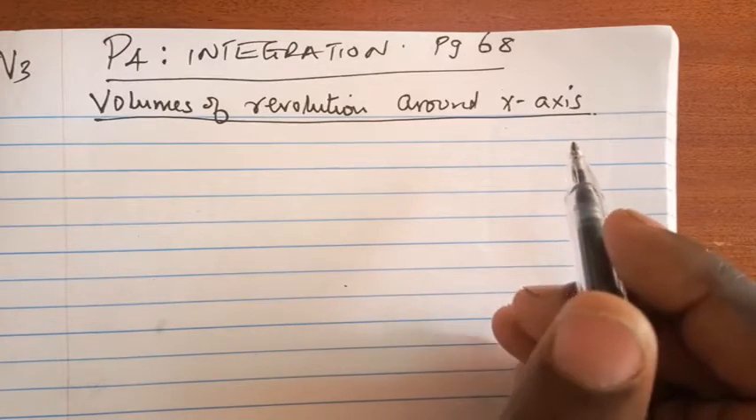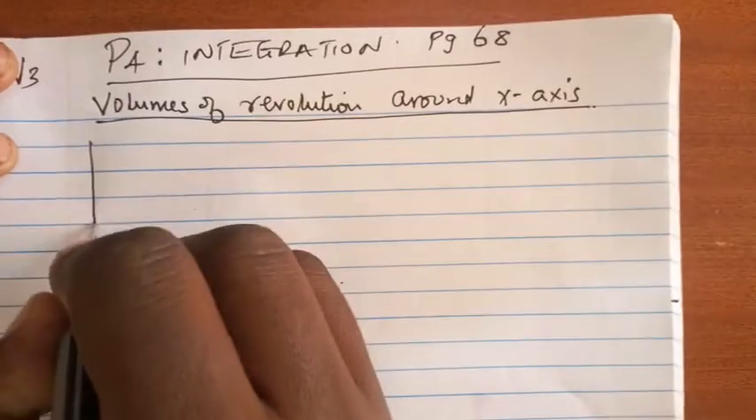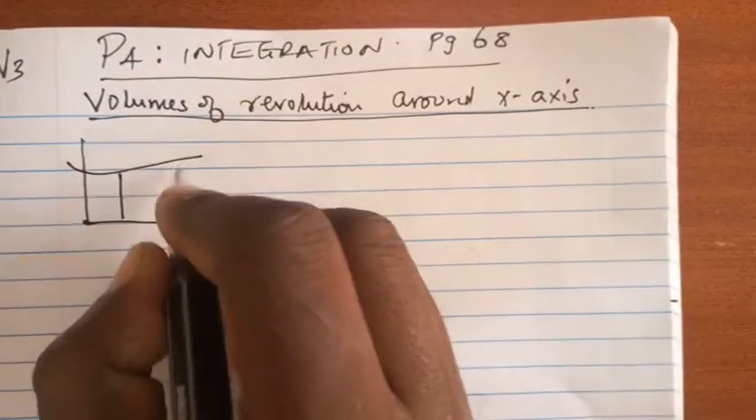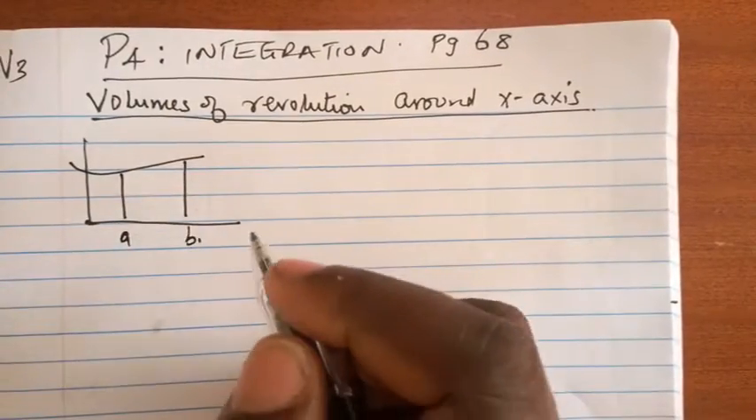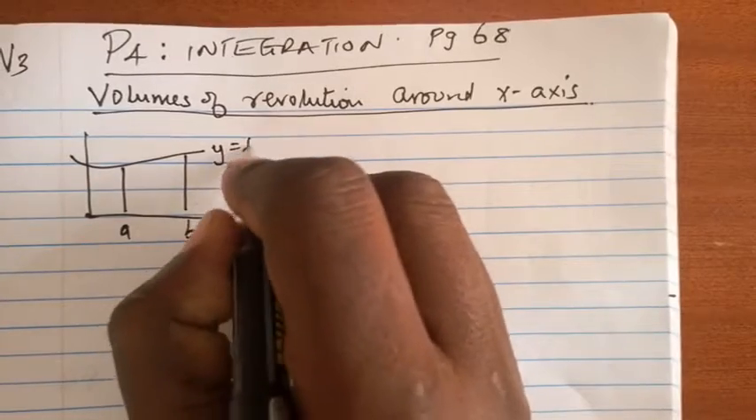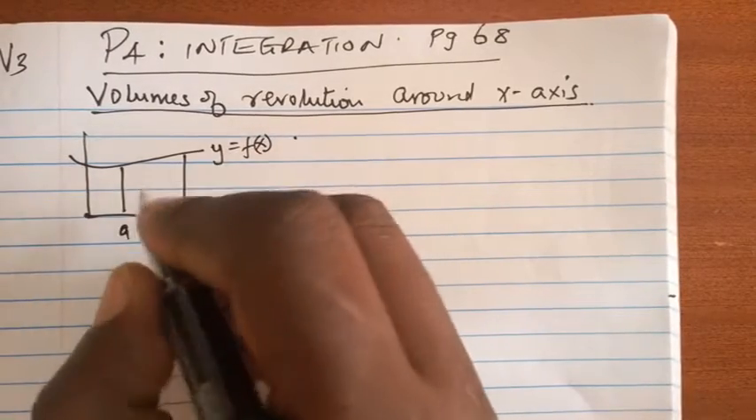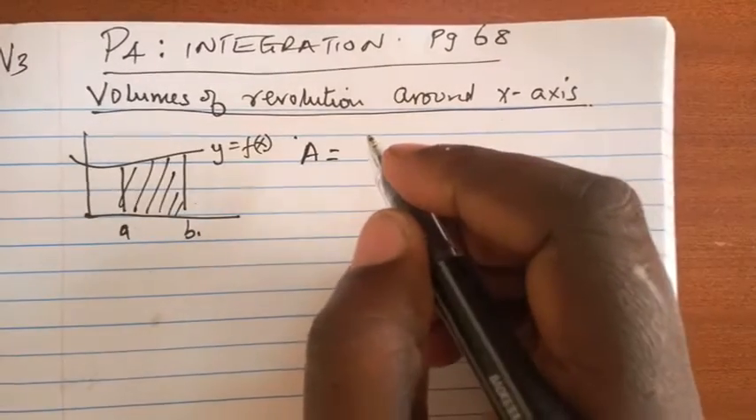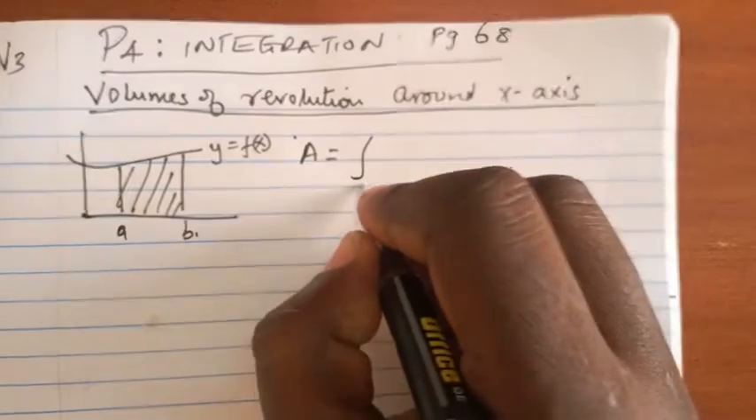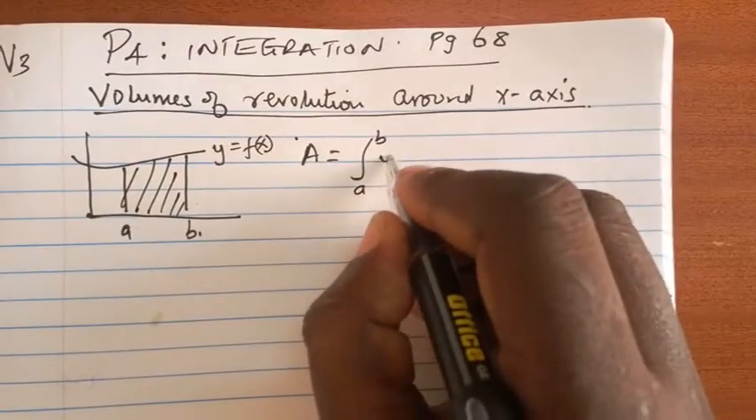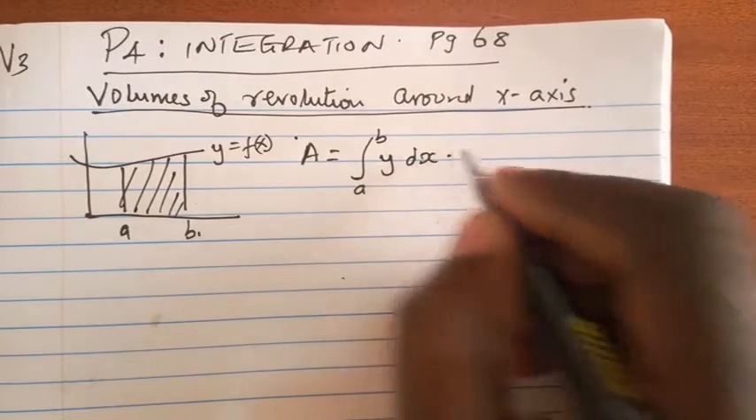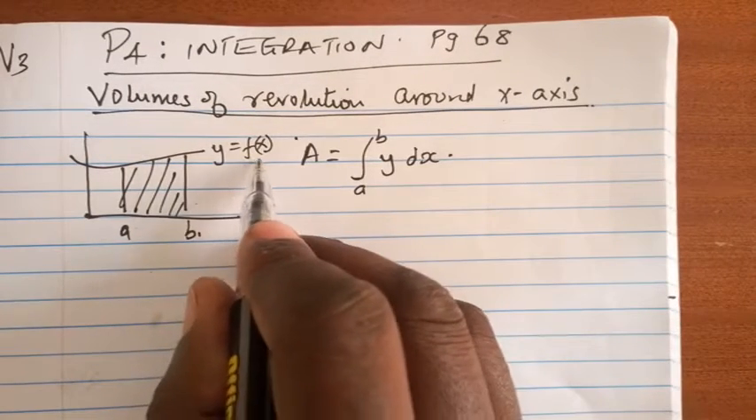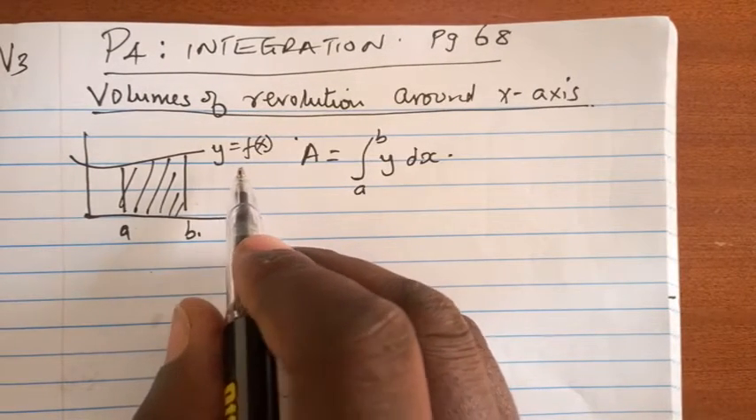Earlier on, we had studied how we get the area under a certain curve within the limits a and b. If y is equal to a function of x, then the area between these limits is given by the integration from a to b of y with respect to x, where f(x) is the equation of the curve.